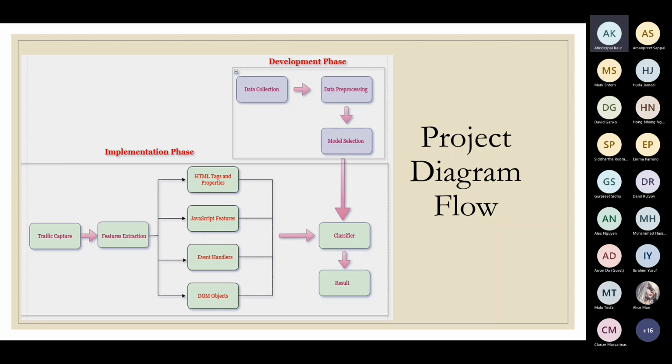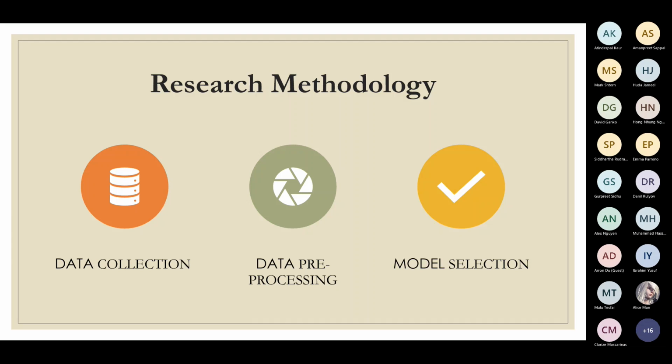So the diagram here shows the complete overview of our project. The development phase is the focus of our research methodology, which includes the data collection, data pre-processing, training and testing phases for our model selection. Then in the implementation phase, it shows the process of capturing traffic, feature extraction from the captured traffic, and feeding it to the model for classification. So as we highlighted in the project diagram, the research methodology consists of data collection, data pre-processing, and model selection.